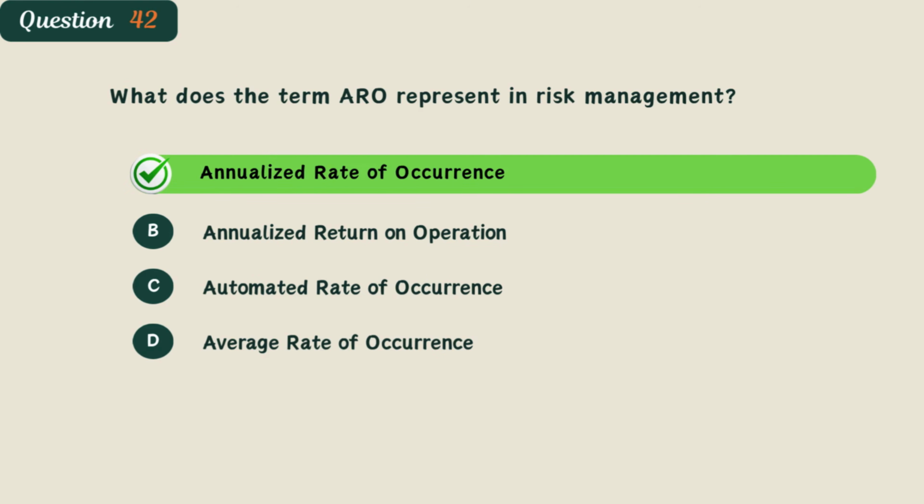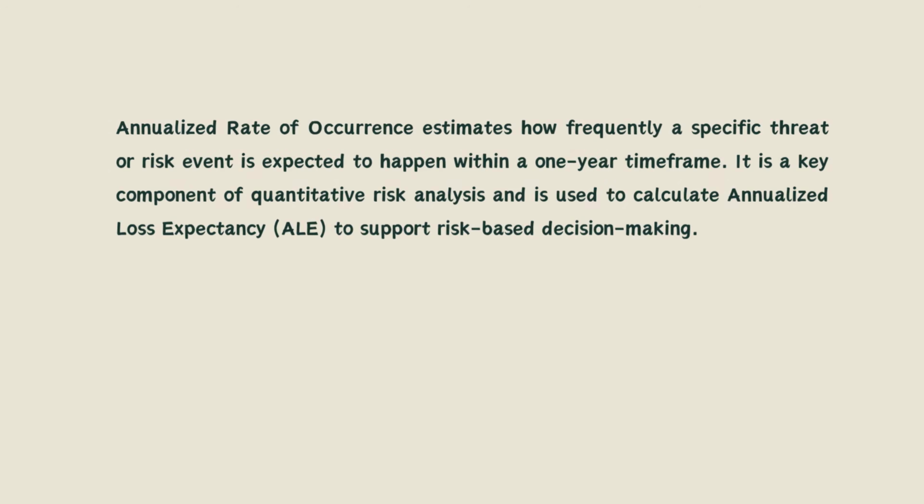Correct answer. A. Annualized rate of occurrence. Annualized rate of occurrence estimates how frequently a specific threat or risk event is expected to happen within a one-year time frame. It is a key component of quantitative risk analysis and is used to calculate annualized loss expectancy to support risk-based decision-making.